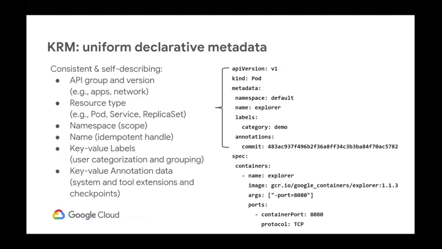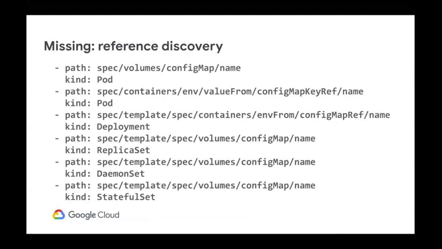As you probably all know, this is what a Kubernetes resource looks like. A key aspect of the Kubernetes resource model is its uniform declarative metadata, such as names and labels, along with consistent operations. Consistent metadata enable bulk operations in clients like kubectl.